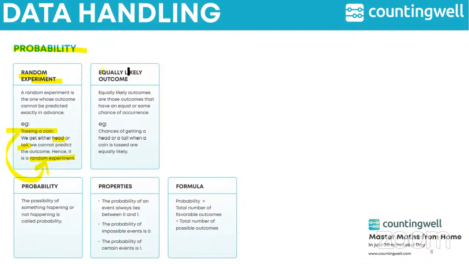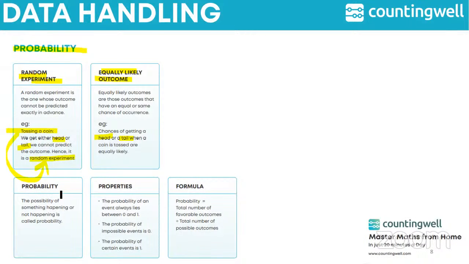Now let us see what are equally likely outcomes. They are the outcomes that have an equal or same chance of occurrence. So when you toss a coin, the chance of getting head is 50%, whereas the chance of getting a tail is 50%. So both are equally likely to occur. Either head will occur or tail will occur. So if, say, for 100 tosses, there will be approximately 50 times head and 50 times tails. Like that we can say.